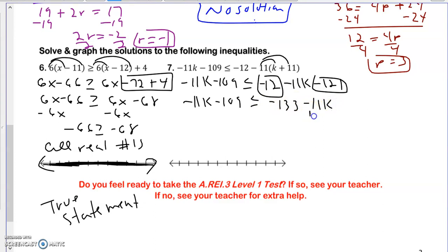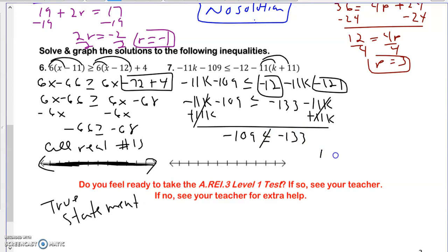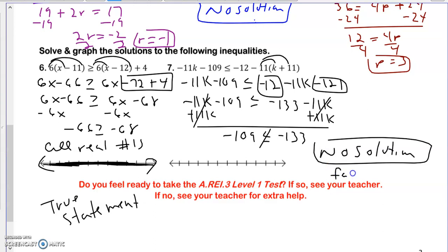Then I'm going to add my 11k's to both sides, and when I do, the k's cancel out, and I get a negative 109 is less than or equal to negative 133. Well, negative 109 is the bigger number. So this is a false statement, so I would say no solution. I don't graph it because it's no solution, and it is a false statement.